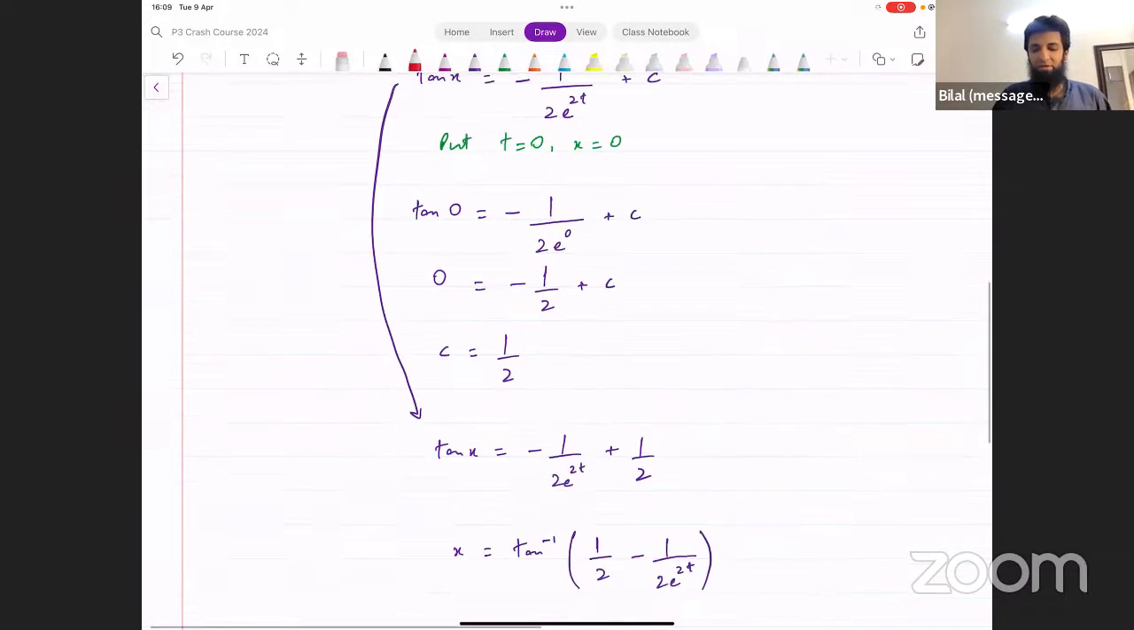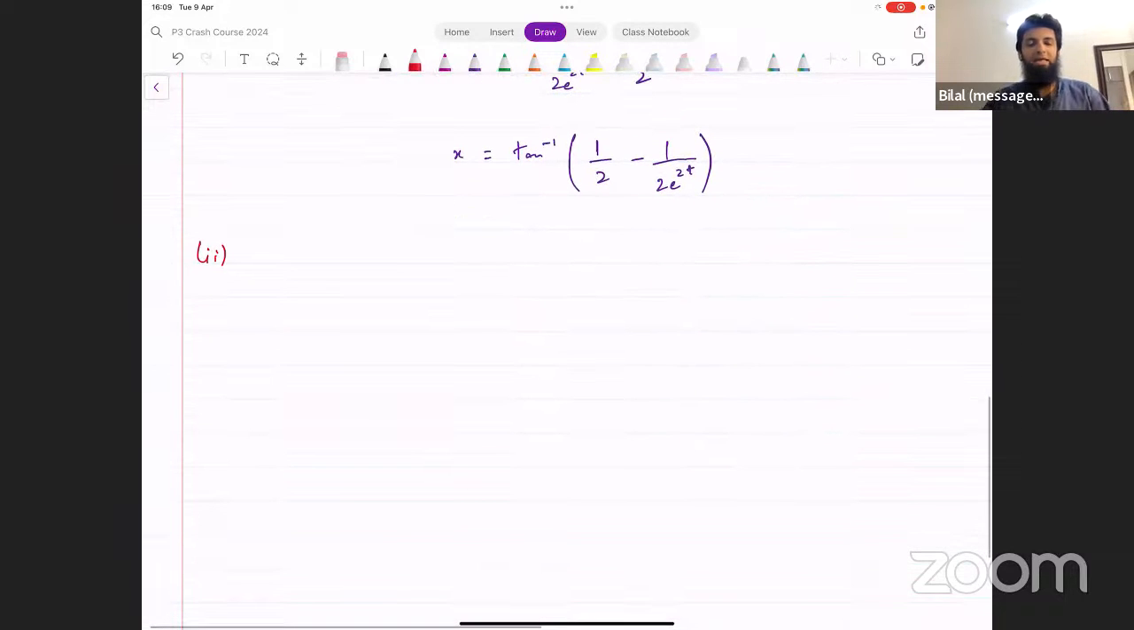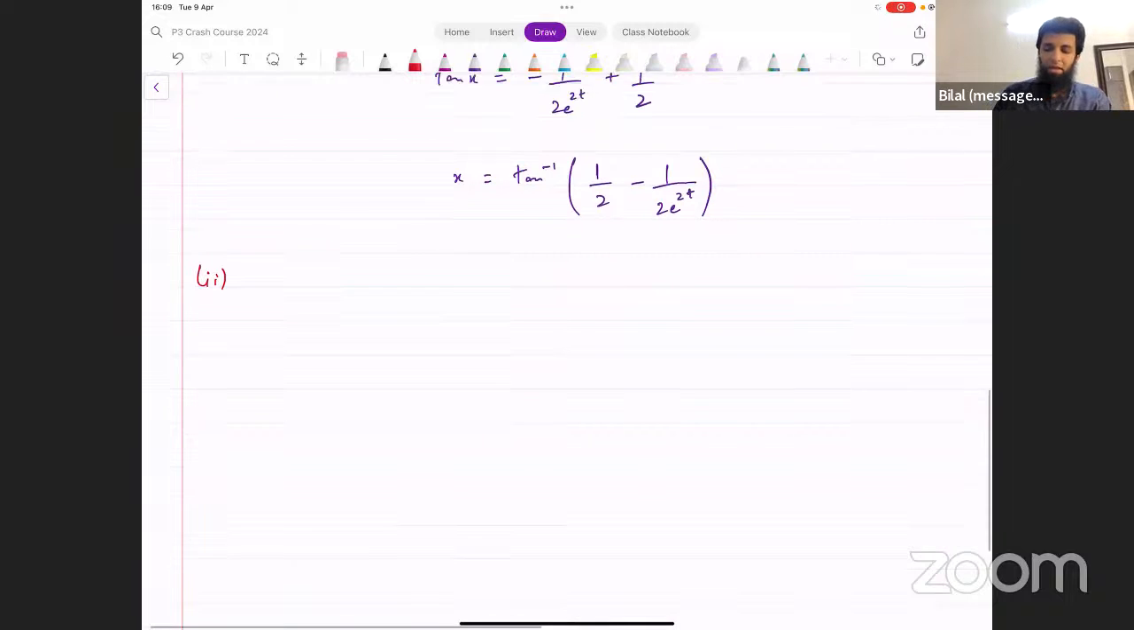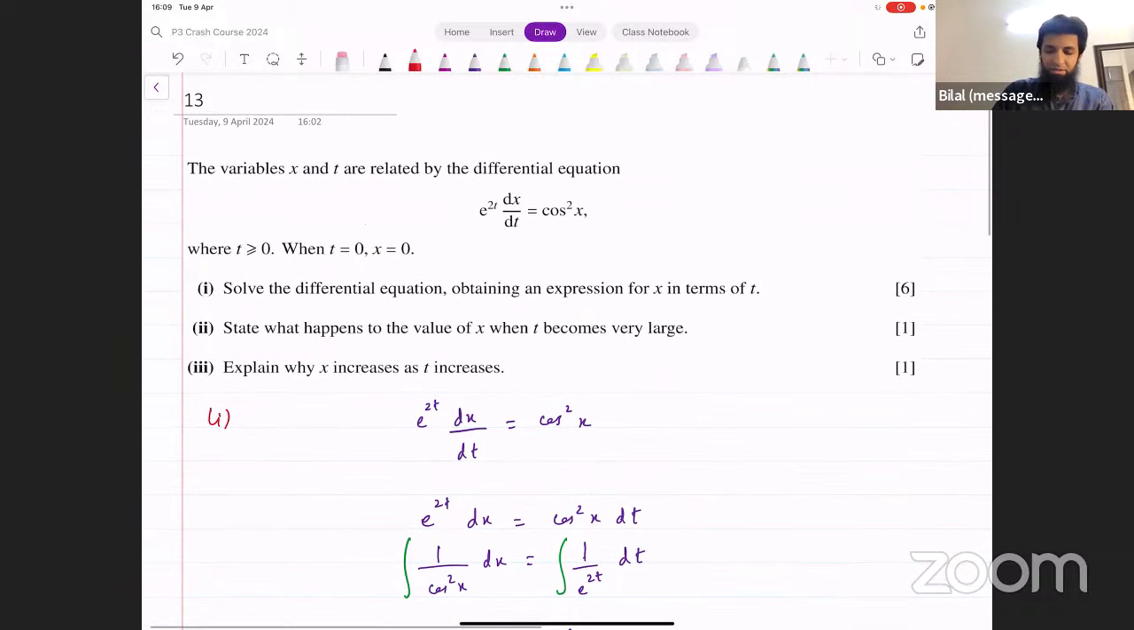That's the first part of this question. X in terms of t, we have found that. That was 6 marks. And now let's look at the second and third parts.